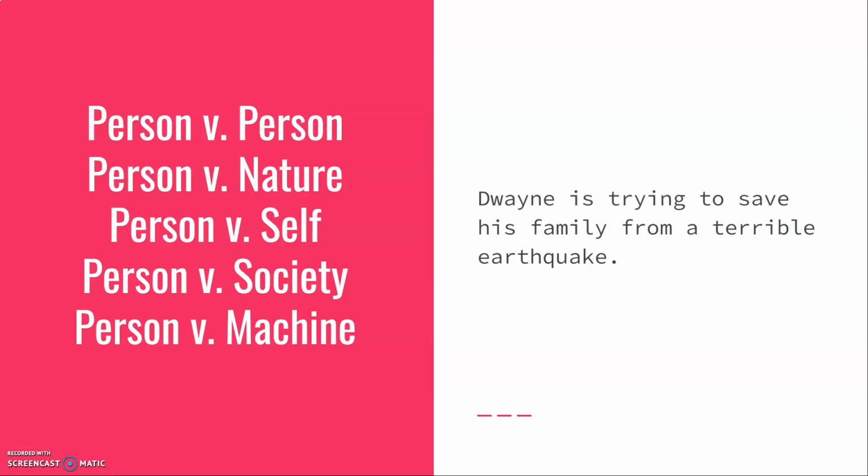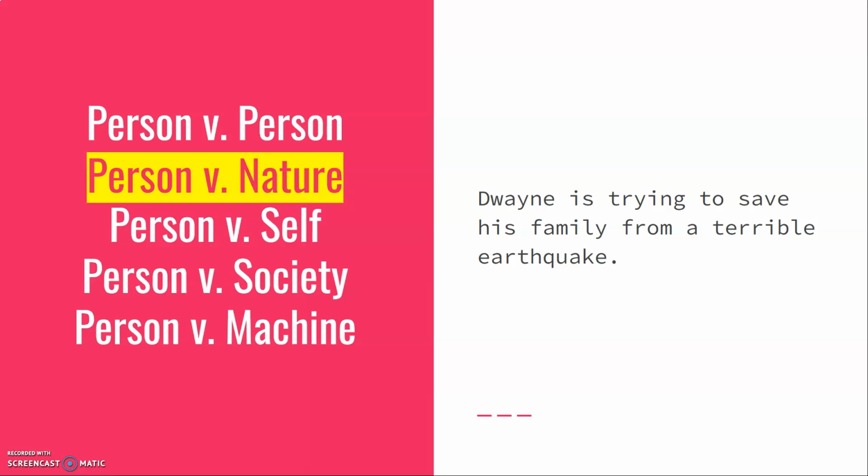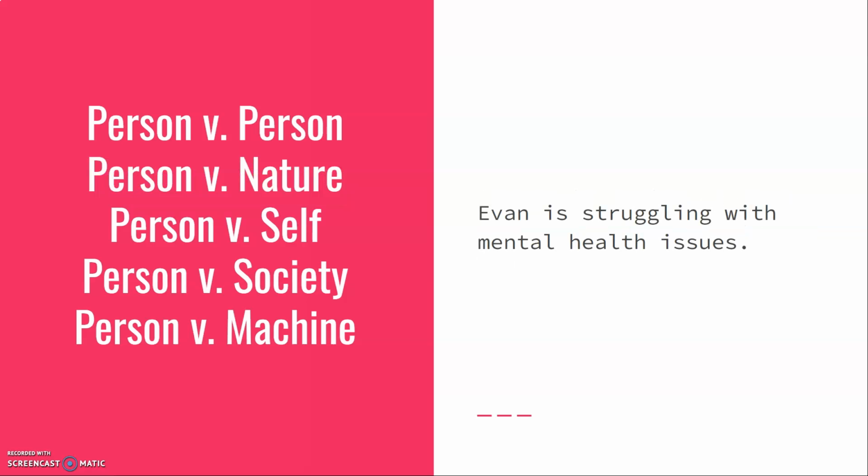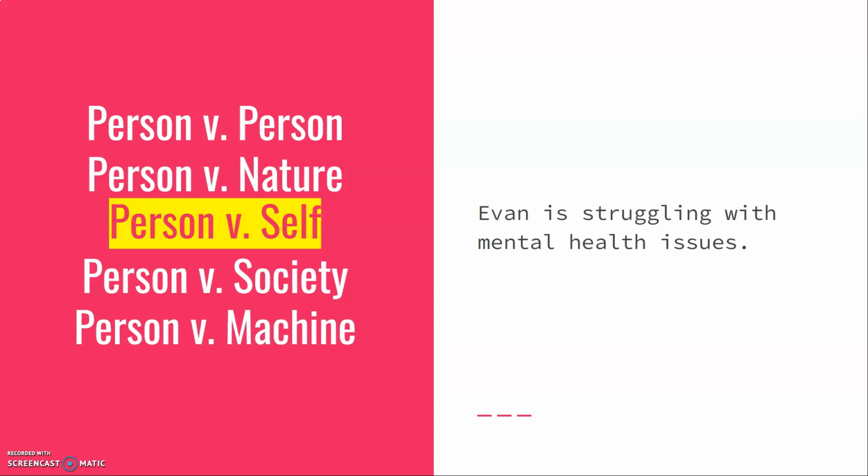Dwayne is trying to save his family from a terrible earthquake. And that is person versus nature, because earthquake. This might be the last one. Evan is struggling with mental health issues. Yeah, person versus self. And it doesn't always have to be mental health.